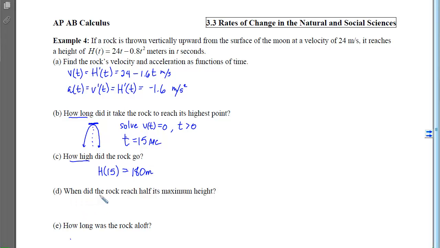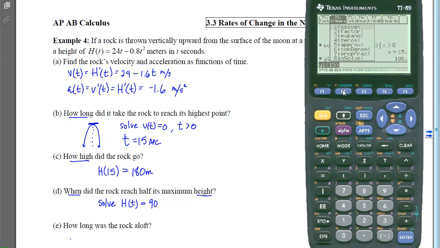Next question is, when did the rock reach half its maximum height? So this is going to be asking us to find a time, and we know the height is half of this 180. So we're going to solve for when h of t equals half of that height. So back on our calculators, we will solve for when the position, remember that was in y1, is 90, and we're solving with respect to x. I'll do a diamond enter here just in case, because I don't want to get some radicals.